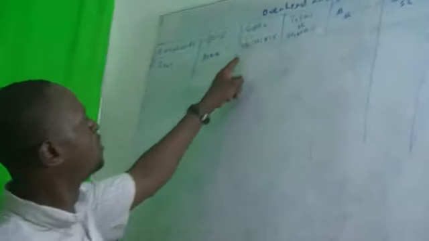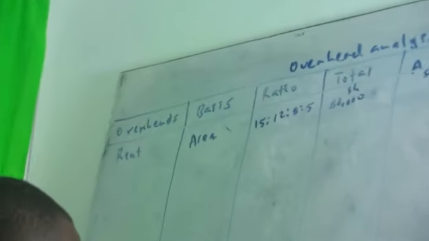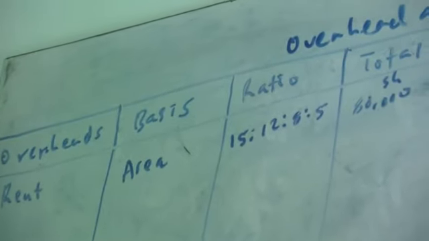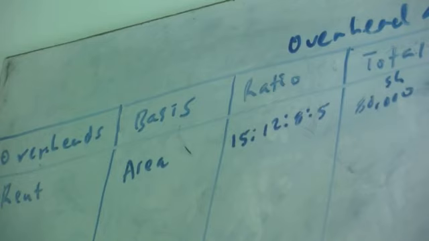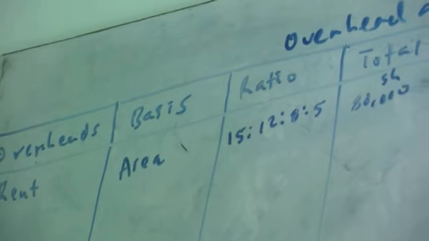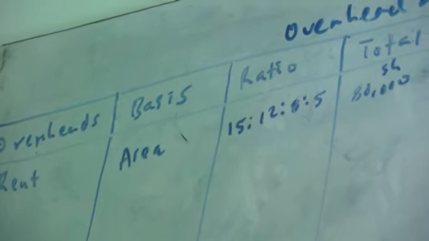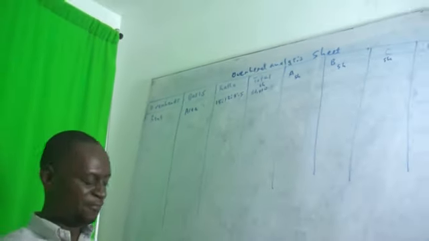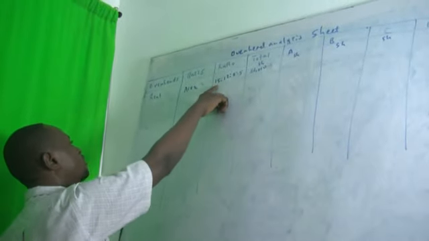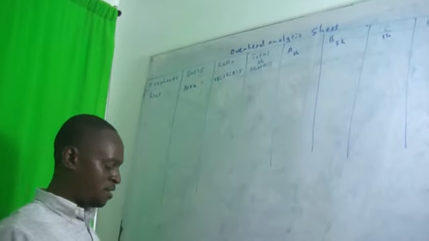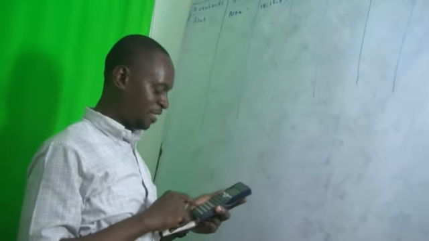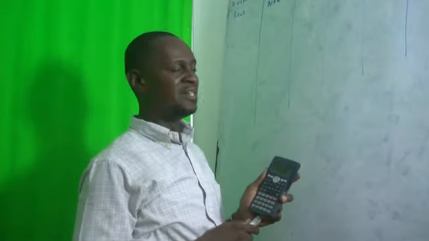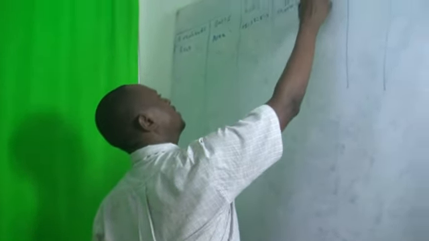Now, at this point, you need to get the total of the ratio. So we have 15 plus 12 plus 8 plus 5. That gives us 40. So we start with the first one, which is 15. You take 15 divided by 40, multiply by 80,000. That gives you 30,000. So you write there 30,000.